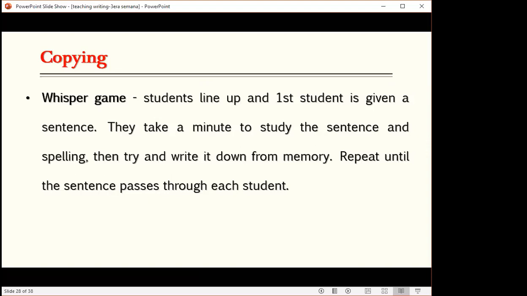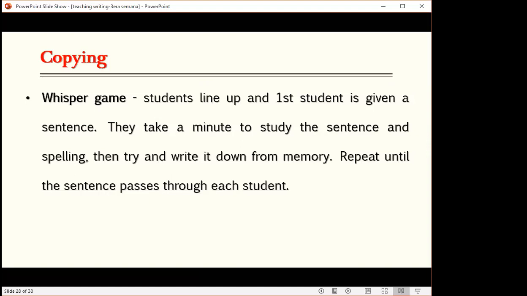So students line up and the first student is given a sentence. They take a minute to study the sentence and its spelling, then try to write it down from memory. Notice, now they are not going to say it. Now they are going to write it on a piece of paper. You give your students some pieces of paper.